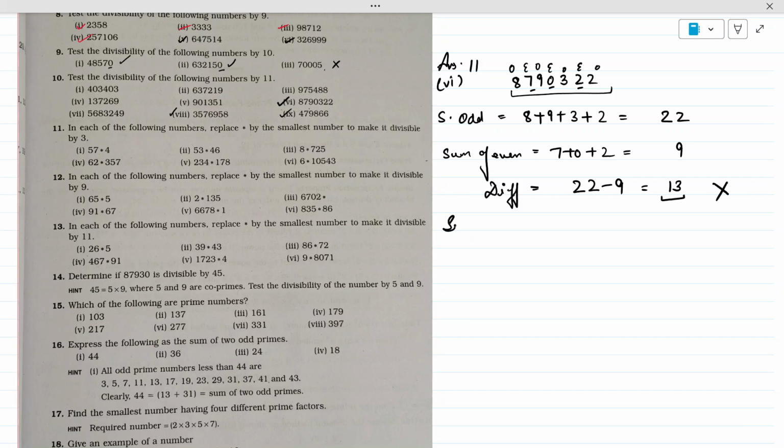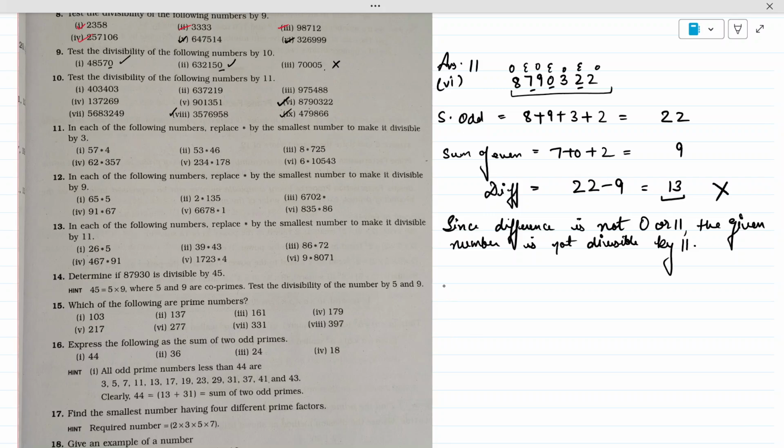So I'm writing here: since the difference is not 0 or a multiple of 11, the given number is not divisible by 11, right?